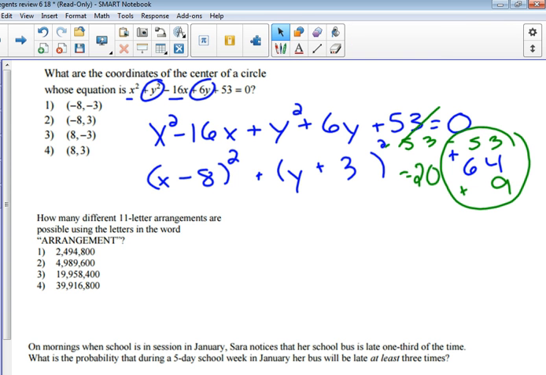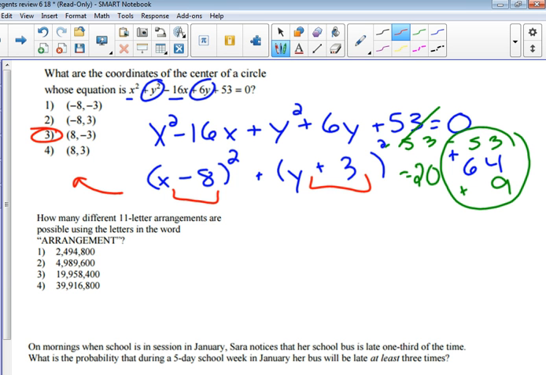Now I'm going to answer my question. I just did a little bit more than we needed to. It asks you what the center coordinates are going to be. So if you have a -8 and a +3, when you put it back in, make sure you switch them. Right, so 8 and -3. Yep.